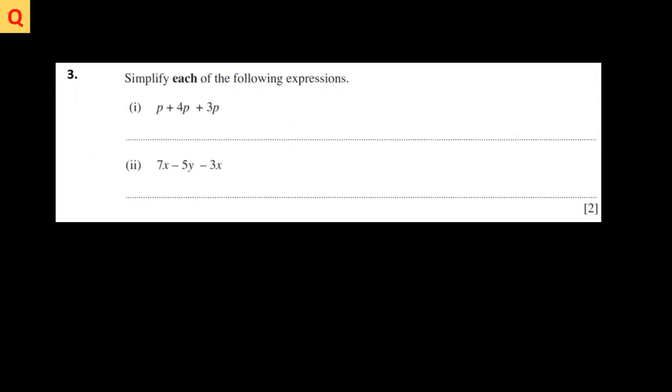Number 3, we got 2 separate questions. Let's have a look at the first one. We got p, or 1p, plus 4p, plus 3p. That's a total of 8p.